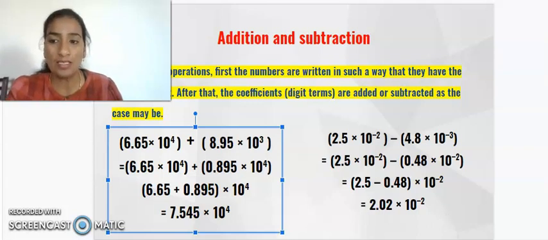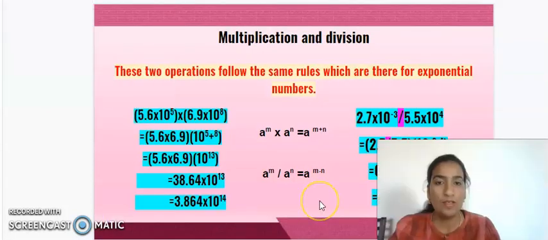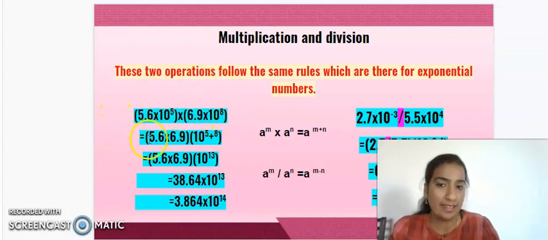Now in case of multiplication and division. For doing multiplication and division for numbers expressed in scientific notation, we have to again check the exponential term. If the exponential term is the same, we will just do the multiplication or division, whatever the case may be, and just rewrite the exponents. In case the exponents are different, for example 5.6 into 10 to the power 5 into 6.9 into 10 to the power 8, in this case the exponents are different.